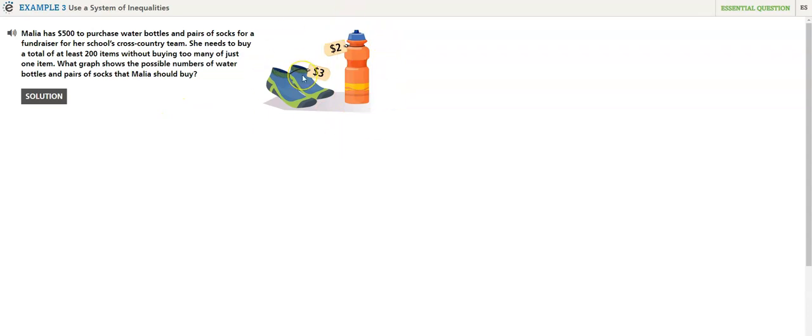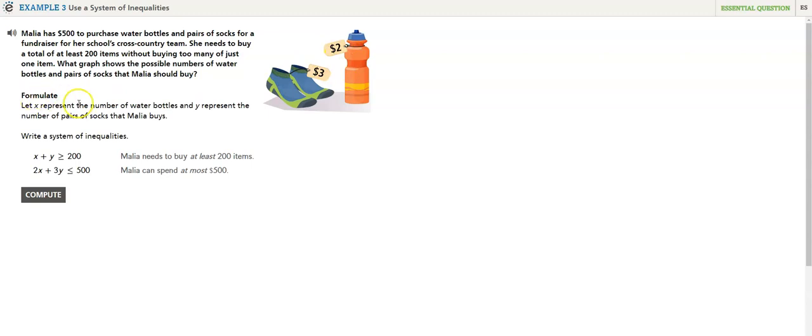So the picture tells us that the socks cost $3 each and the water bottles cost $2 each. So the first thing we're going to do is formulate, which means we're going to write the formulas. Because it says that she needs at least 200 items, we're going to say that X is number of water bottles, Y is pairs of socks. So the water bottles she buys plus the socks have to be greater than or equal to 200. She needs at least 200 items. Then, using the information about how much each costs, the water bottles times $2 plus the socks times $3 has to be less than or equal to $500. That's the most she can spend.